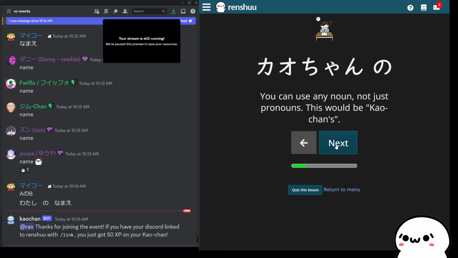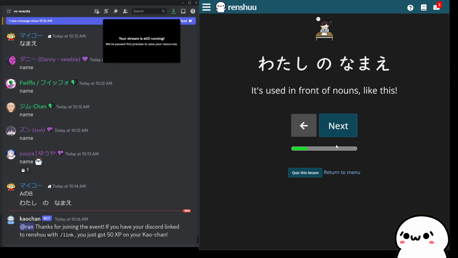Now, our lovely mascot, who is dressed up as a student at the top of the page, Kao-chan no. So that would be Kao-chan's. Whether it's watashi no, my, anata no, your, Kao-chan no. You can put any noun in there and use it to show possession over something. So, jumping into what we had a second ago, watashi no namae would be, my name.